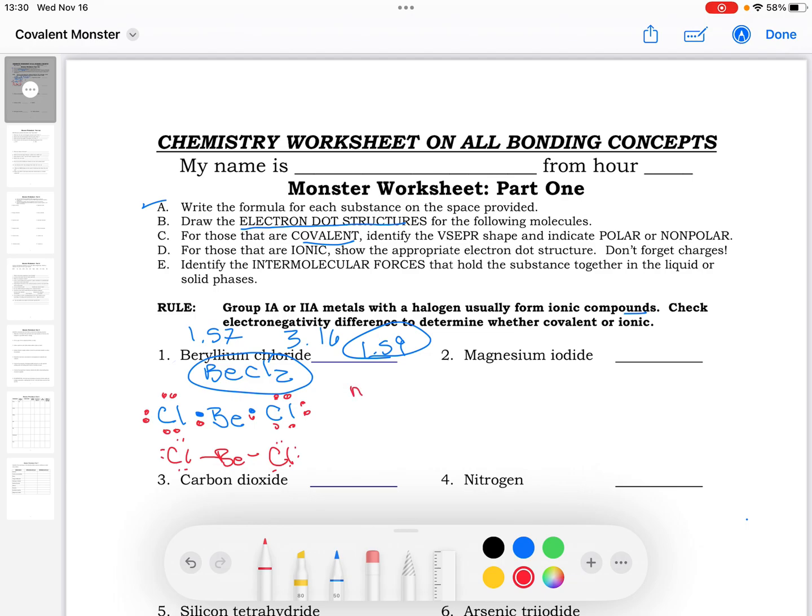This would be a nonpolar molecule because in general, it's linear. Nonpolar, it's linear. That's my VSEPR shape. That's covalent. And then the intermolecular force for this, since it's nonpolar, will be London dispersion force.